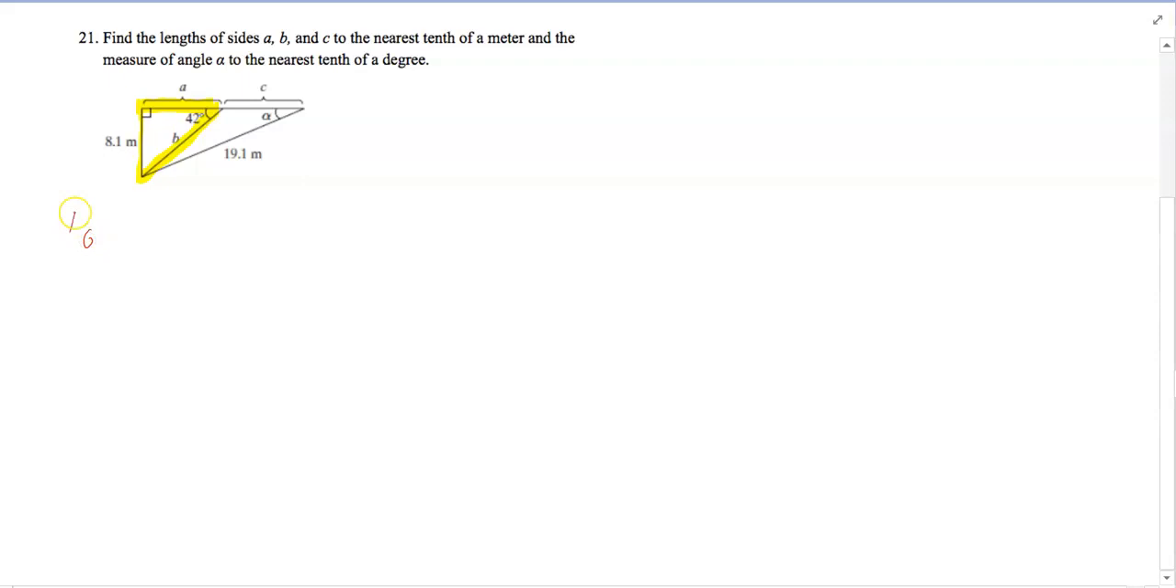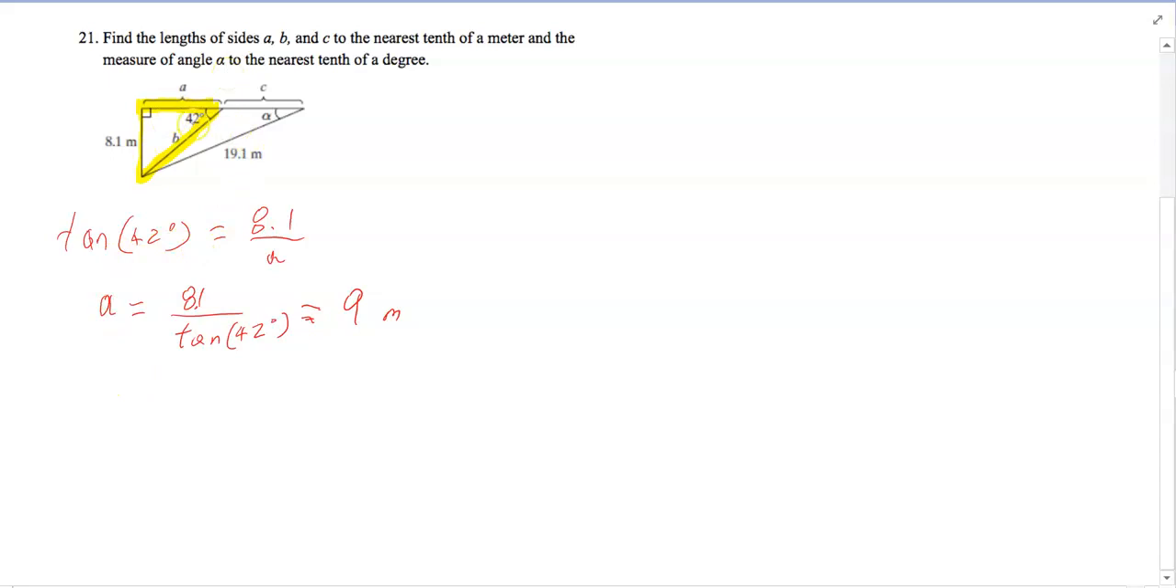So therefore we can think about tan. So tan of 42 degrees is equal to opposite over adjacent, so that would be 8.1 over A. You switch this around a little bit, doing some algebra, A will be equal to 8.1 over tan of 42 degrees. If you plug that in your calculator, you should get 8.999 something, so that would be around 9 meters.